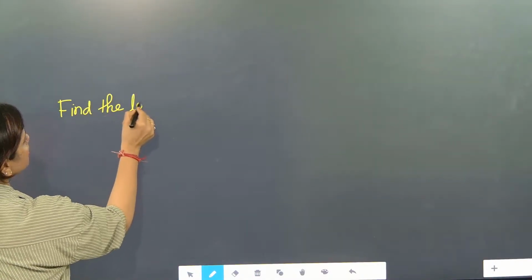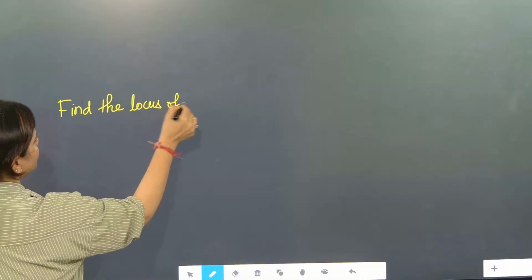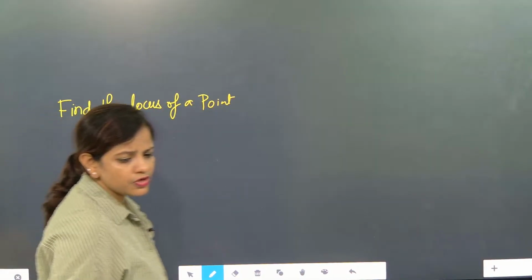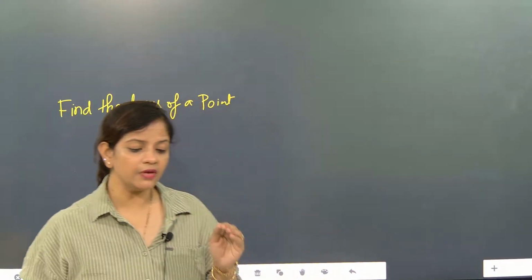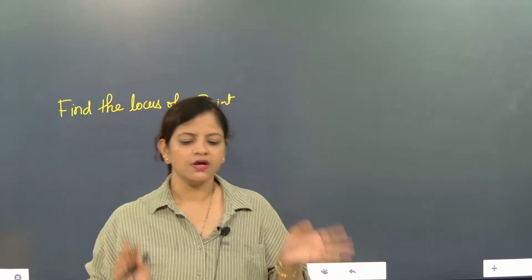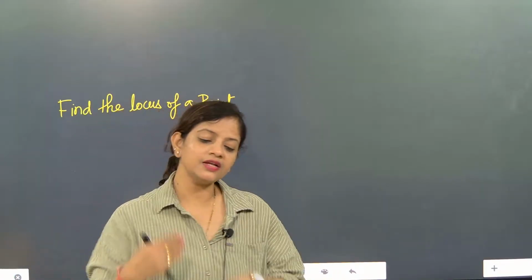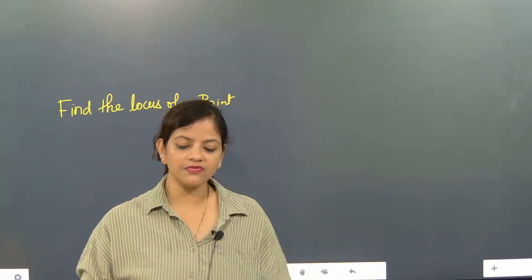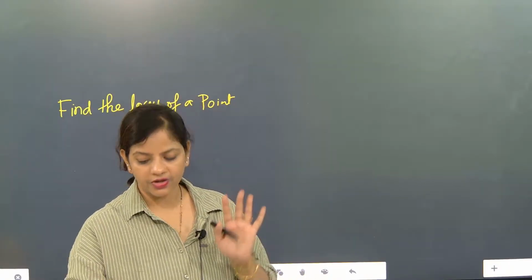Find the locus of a point. Again, beta, we are going to take an arbitrary point. See, many times different books take the arbitrary point as alpha, beta, gamma. Either you take alpha, beta, gamma and finally substitute as x, y, z, or directly in the first term itself you just understand that okay, it is x, y, z.